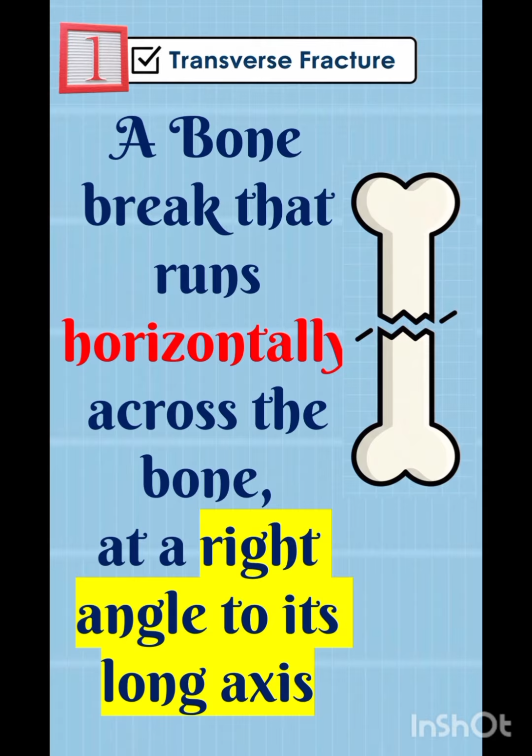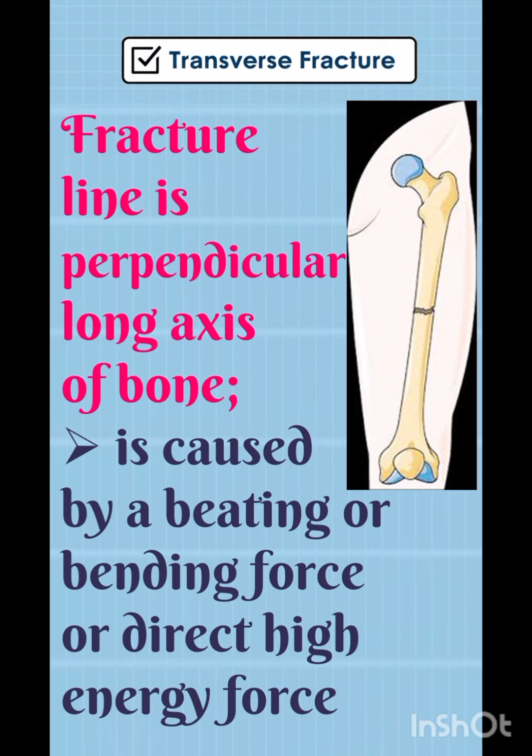A bone break that runs horizontally across the bone, as in the image, at a right angle to its long axis. So this is the transverse fracture. The fracture line is perpendicular to the long axis of the bone and is caused by a bending force or direct high energy force.